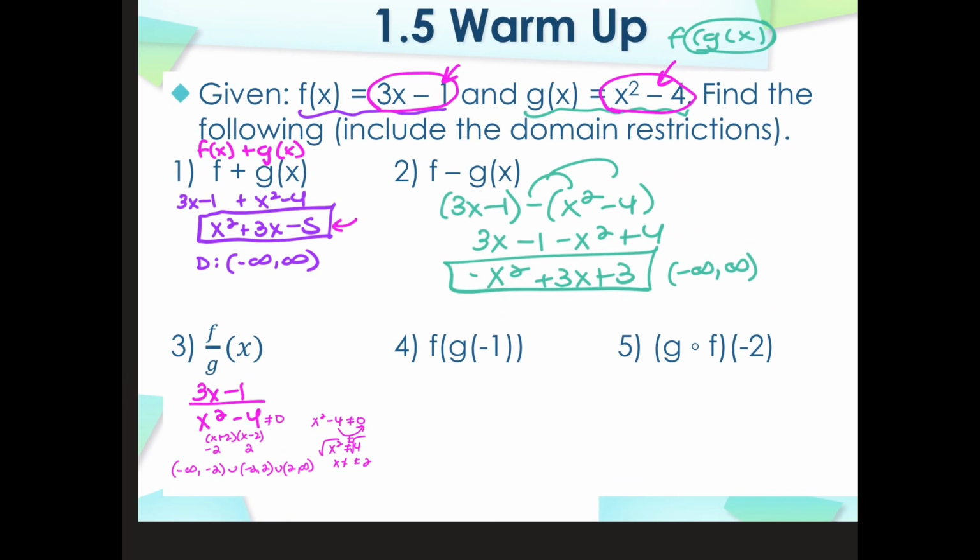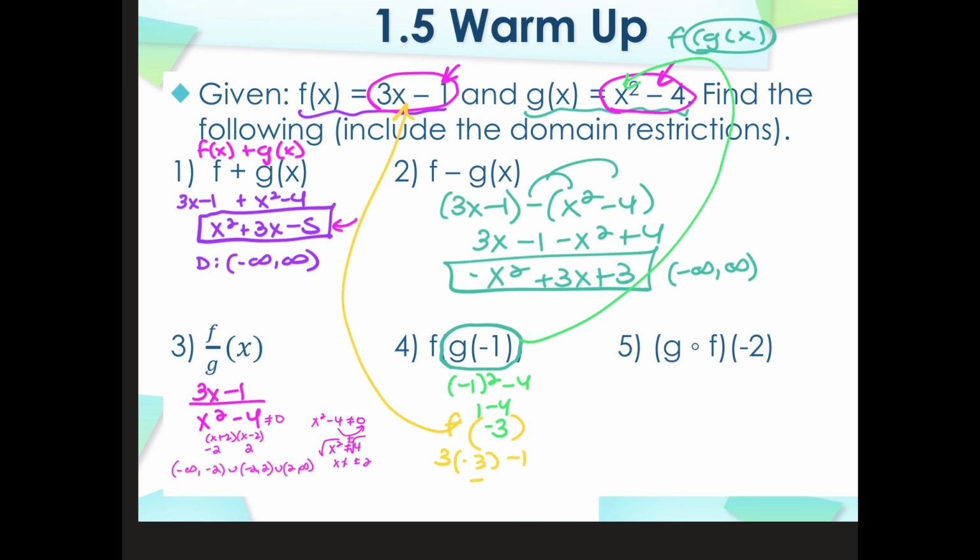4 is f of g of negative 1. So we're going to start by plugging negative 1 into g. So it comes up here. I get negative 1 squared minus 4, which is 1 minus 4, negative 3. And then I want to find f of negative 3. So the negative 3 goes in here. 3 times negative 3 minus 1, negative 9 minus 1, which is negative 10. And then remember, it's just the last answer. That's the answer for the combined function, not a two-part.